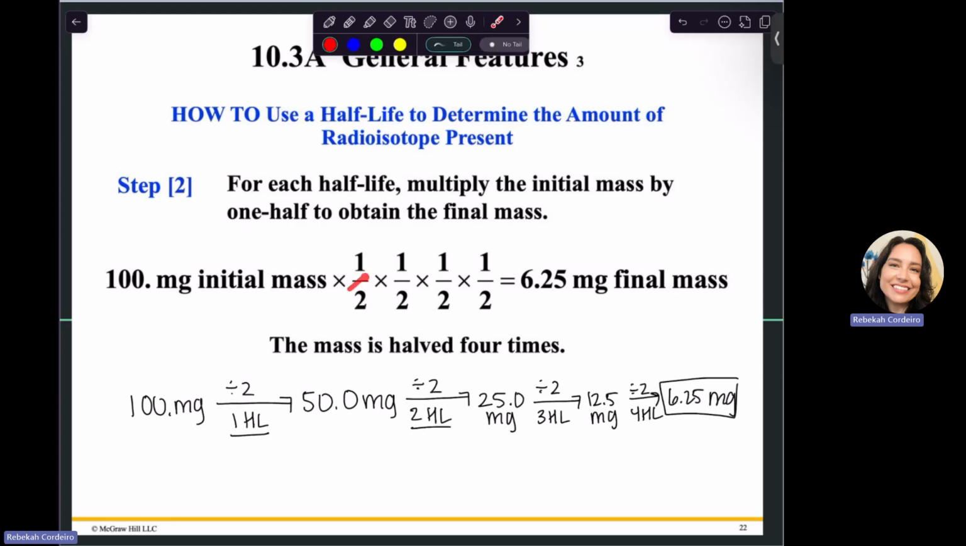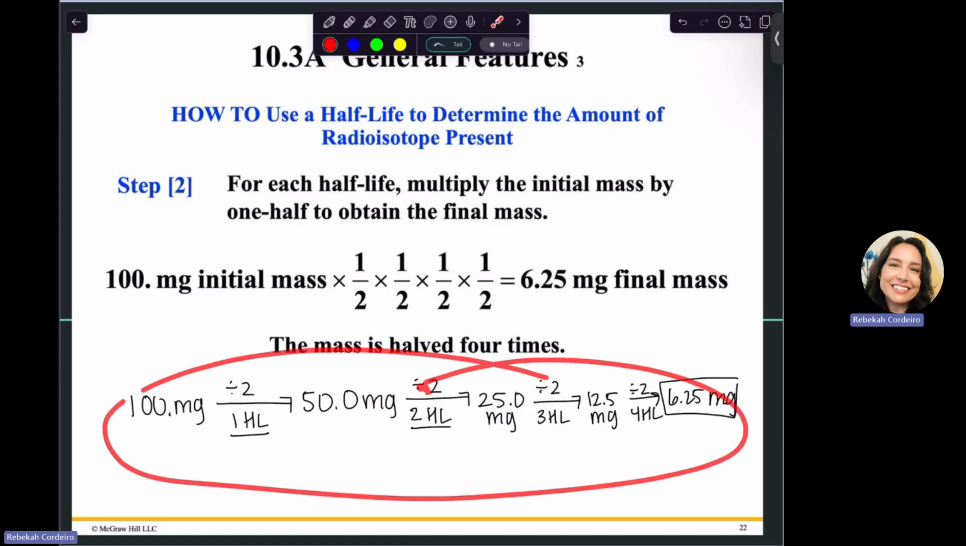Or you can think about it as divided by 2, divided by 2, divided by 2, divided by 2. Each time you have a half-life, you're dividing by 2, right? So divide by 2 to the 4th if you're mathematically inclined. I think just writing it out like this is really easy to track. Take what you're starting with and cut it in half that many times. That's how much is left over.